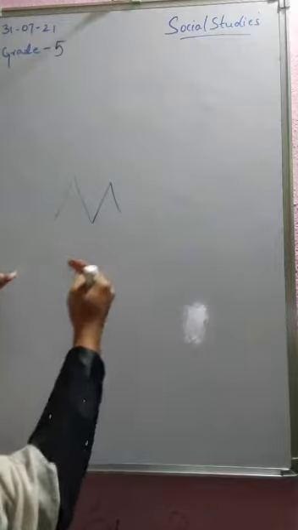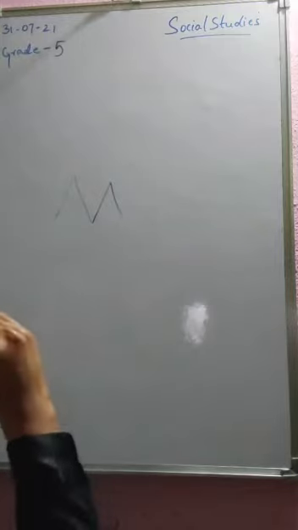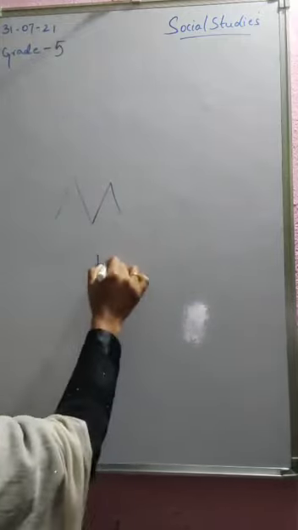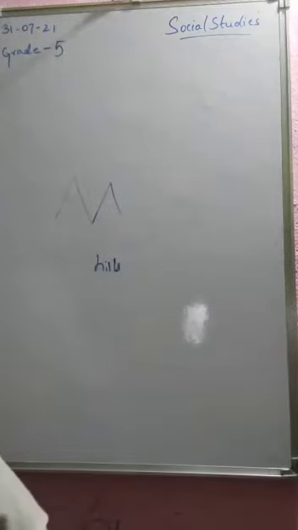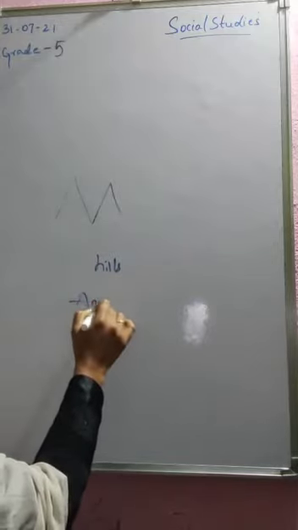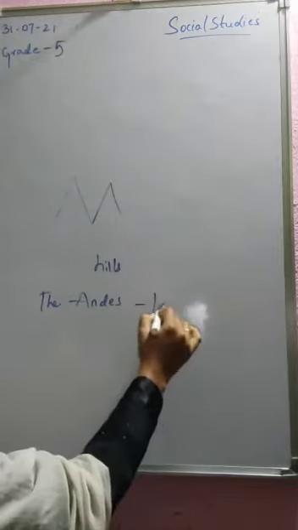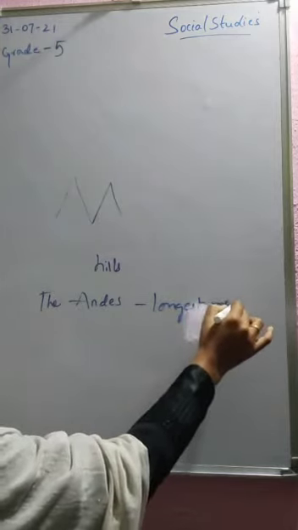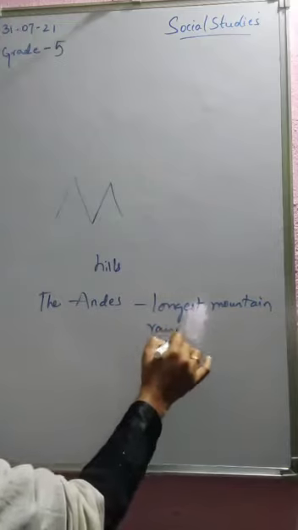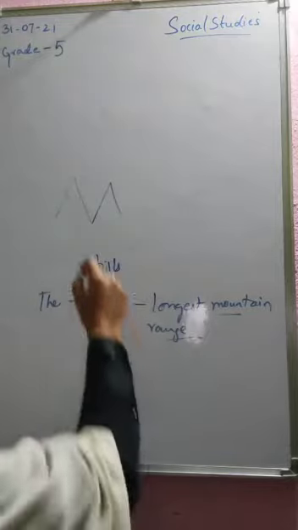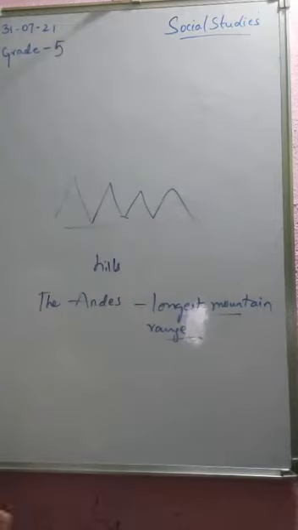Okay, and the mountains which are lower, not very high in height, are called hills, isn't it? And what all things we learn more, apart from that, the world's longest mountain range, located in South America, is the Andes. It is the longest mountain range in the world. And what is a mountain range? The chain of mountains. This chain of mountains is called a mountain range.